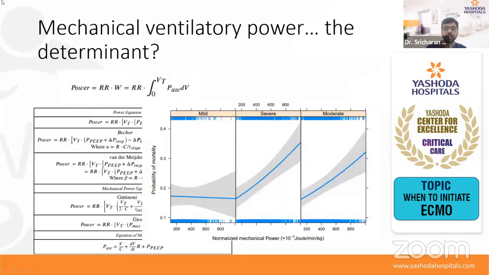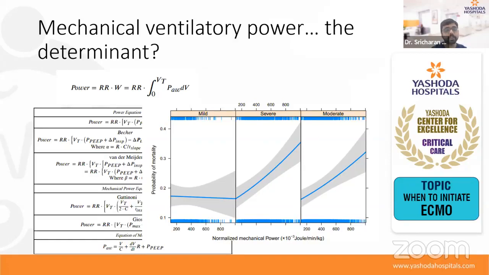So what are the various other things which actually determine whether or not we should be putting the patient on ECMO? One most important thing is the mechanical ventilatory power. Mechanical ventilatory power has recently come into the picture, which says that it is the determinant for ventilator-induced lung injury. Mechanical ventilatory power, by definition, is the product of respiratory rate and the work done. The work can be defined by the change in tidal volumes and the change in the airway pressures, and if this is integrated over the ramp, we can calculate the power of mechanical ventilation.